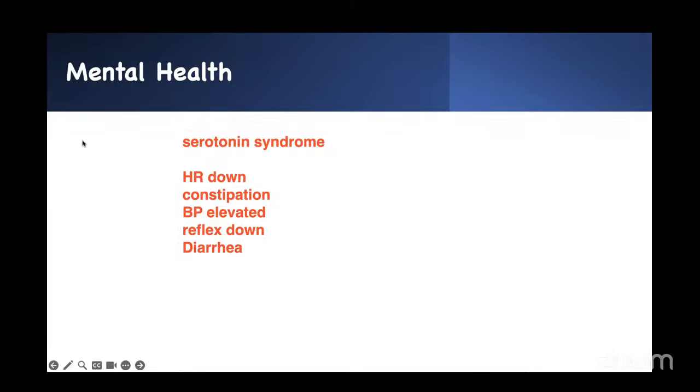And you can tell that, based on what I said here, in serotonin syndrome your symptoms go up. This is going down. It can be heart rate going down, it cannot be serotonin syndrome. Constipation is going down, it cannot be serotonin syndrome. Blood pressure is elevated. Well, serotonin syndrome. Reflexes going down, it cannot be serotonin syndrome. Diarrhea is an elevated symptom. The others, your symptoms are going down. So you see how you can know that these are the signs and symptoms of serotonin syndrome.